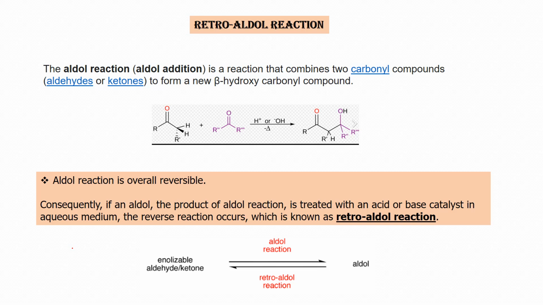So in the last class I discussed the aldol reactions. There is another type of reaction which is called retroaldol reactions. As we know, the focus of this course is retrosynthesis, and retro means going backward. So the retroaldol reaction is just the reverse of the aldol reaction. So what is the aldol reaction? First let's discuss that.